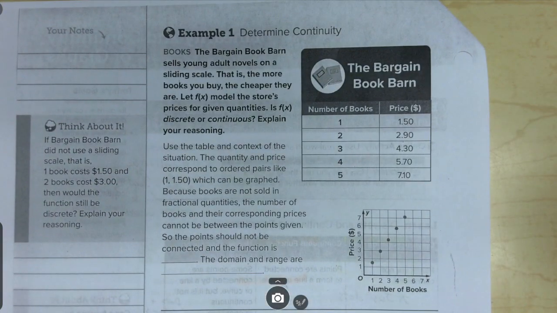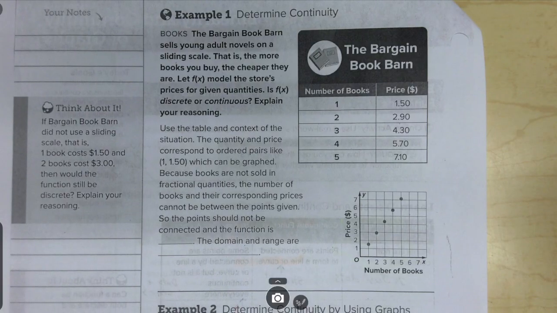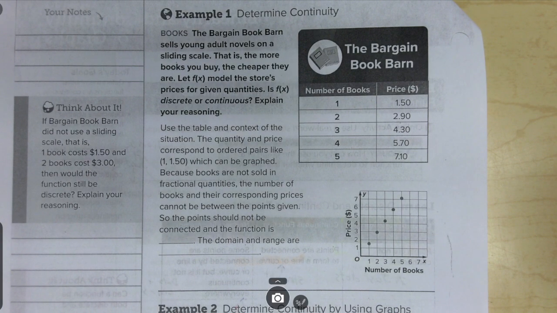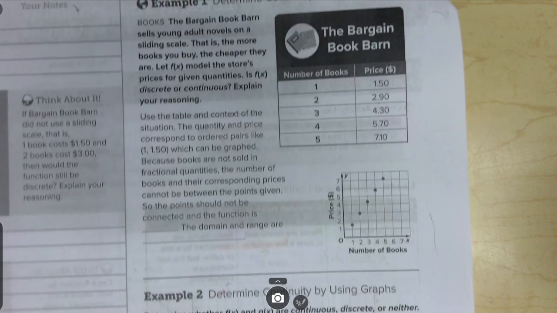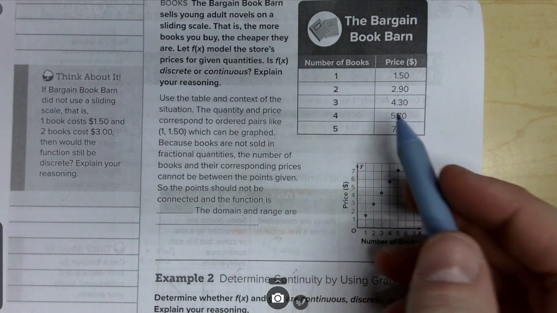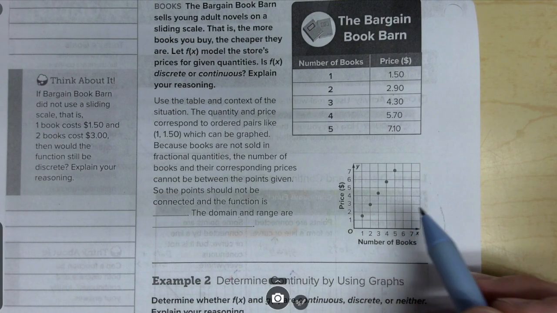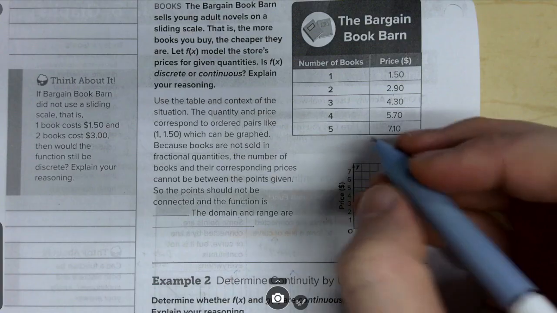The Bargain Book Barn sells young adult novels on a sliding scale. That is, the more books you buy, the cheaper they are. Let f of x model the store's prices for given quantities. Is f of x discrete or continuous? Explain your reasoning. So they gave us a table, and we look at the graph. I see a bunch of dots, so my brain instantly goes to discrete.